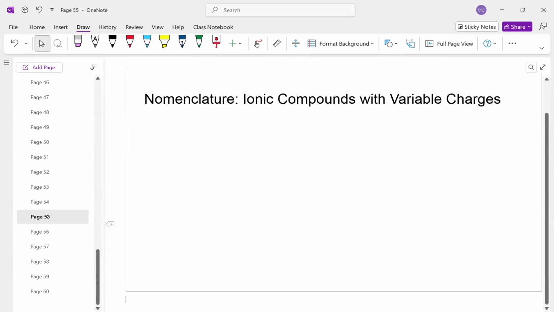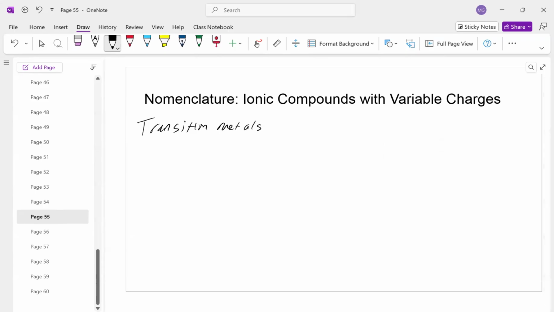Now, how do we deal with those transition metals? So we're going to look at how we name ionic compounds with variable charges. And again, that deals with transition metals, except zinc and silver. Those only have one charge. The other transition metals could potentially have a wide number of possible charges. So the only thing that changes with this is the name of the cation slightly. We're still going to name it as it appears on the periodic table.